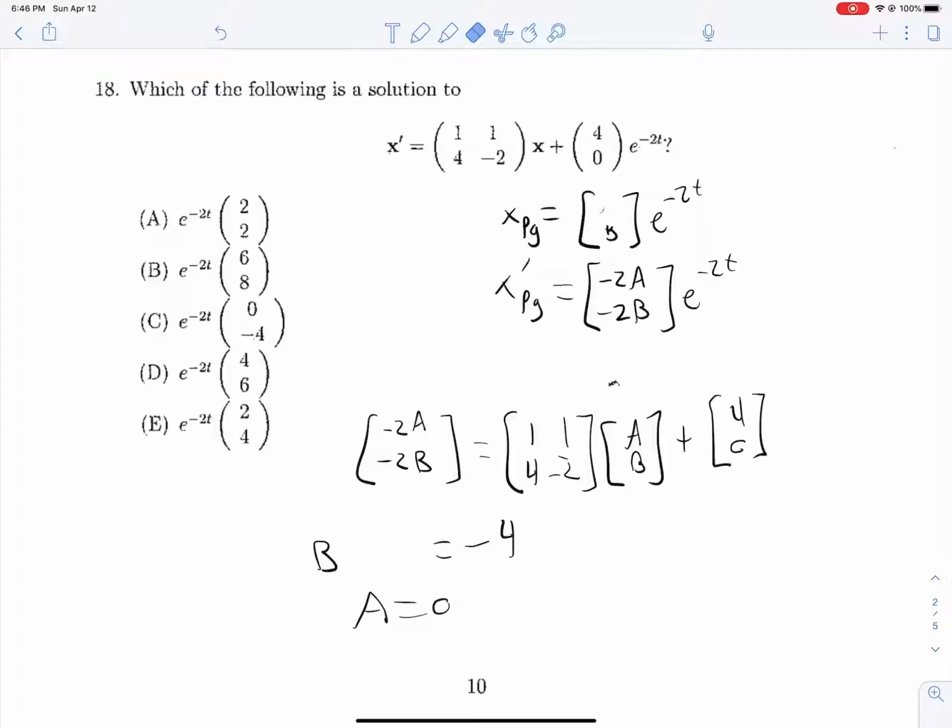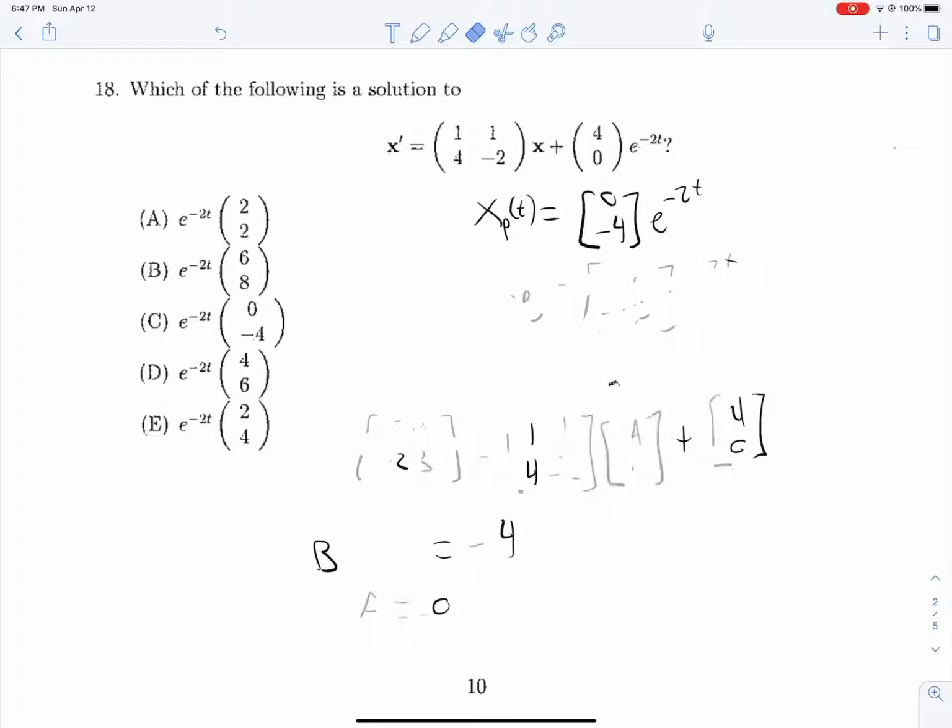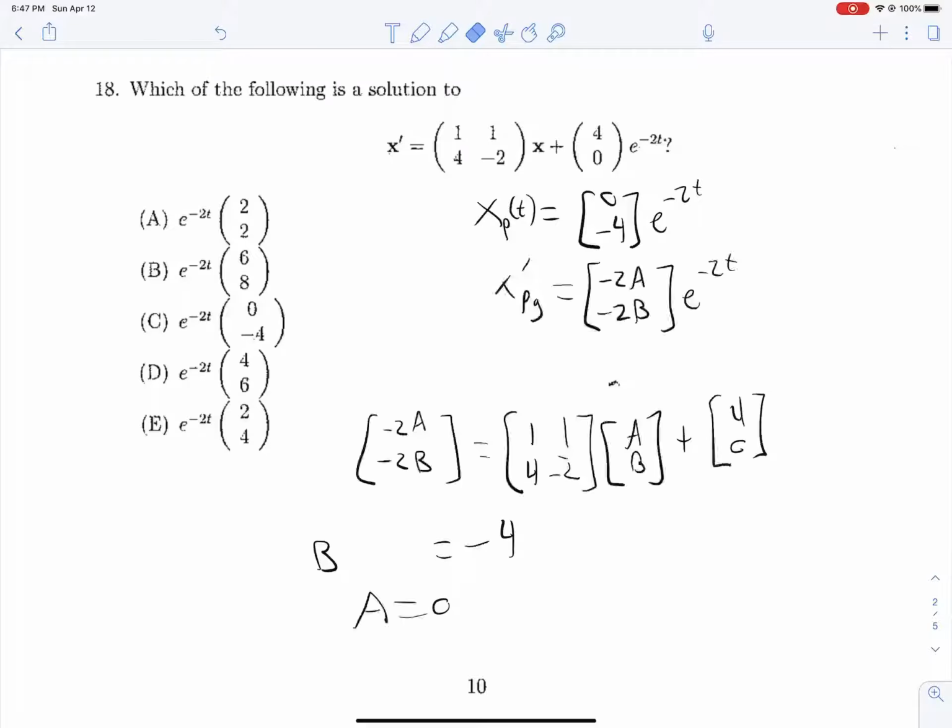We can take our (a, b) up here, replace it with (0, negative 4), and see that this is just x_p of t. We can get rid of all of our guessing and everything, although I'm actually not going to, because I do publish the PDFs for these. And this is just our answer: (0, negative 4) times e to the negative 2t.